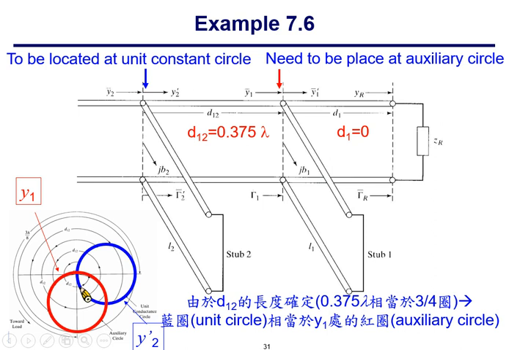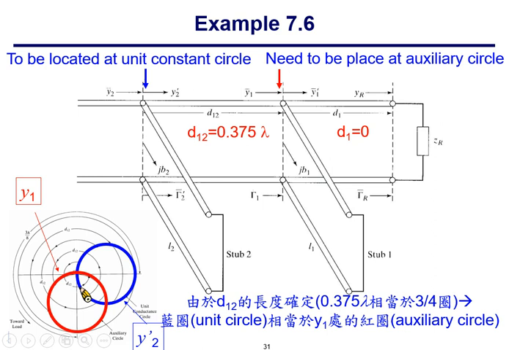Now I will ask you an advanced question. Do we have a solution for all reflection coefficients on the Smith chart using the double stub matching technique? The answer is no, because by connecting the short stub, you can only adjust the susceptance, which means you can only move on the constant conductance circle.